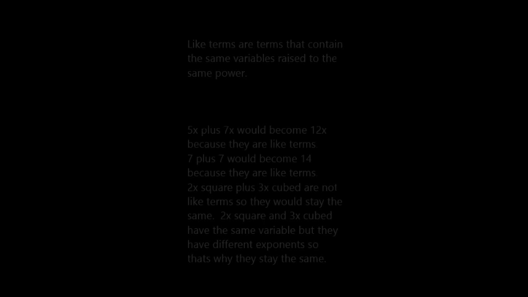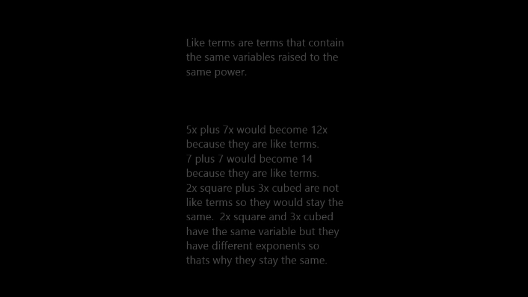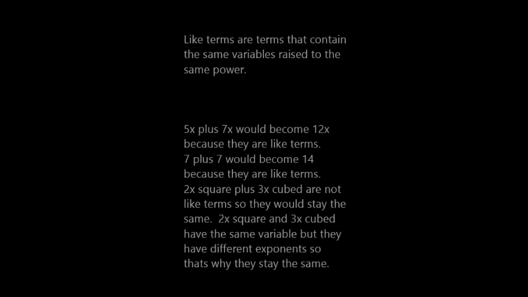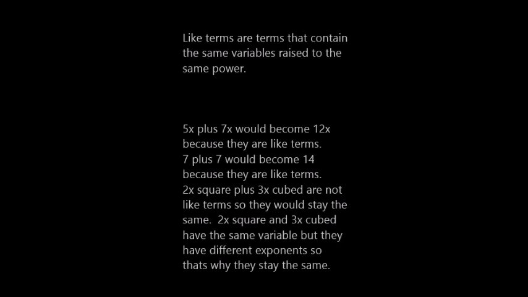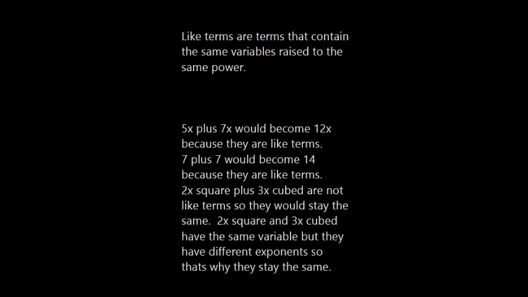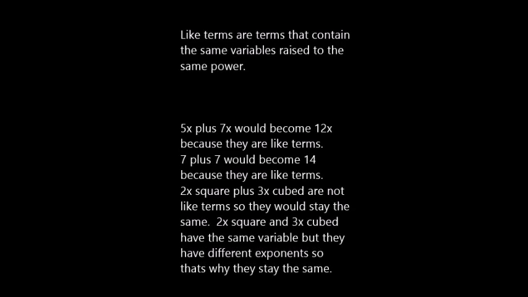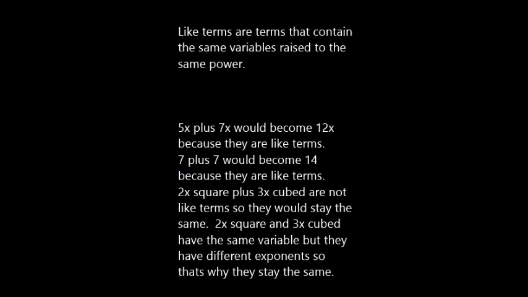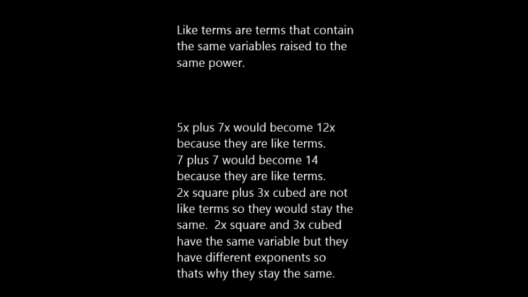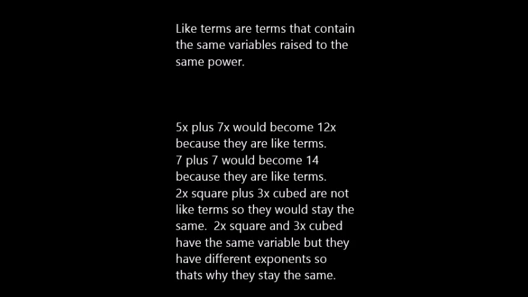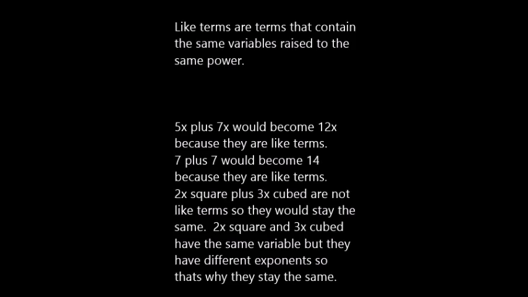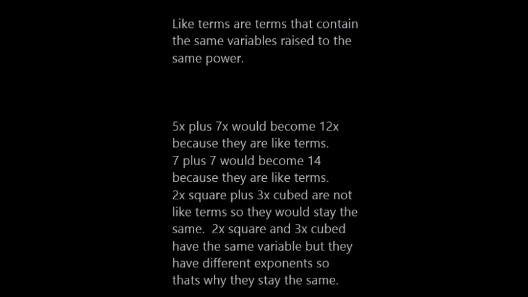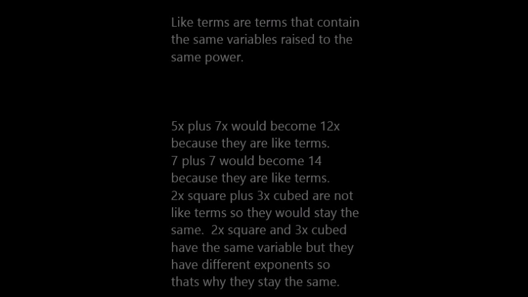Okay, so first off, you want to know what are like terms. Like terms are terms that contain the same variable raised to the same power. So what would make that true is that 5x plus 7x would become 12x because they are like terms. 7 plus 7 would become 14 because they are like terms. So 2x squared plus 3x cubed are not like terms, so they would stay the same. 2x squared and 3x cubed have the same variable, but they have different exponents. So that's why they would stay the same.